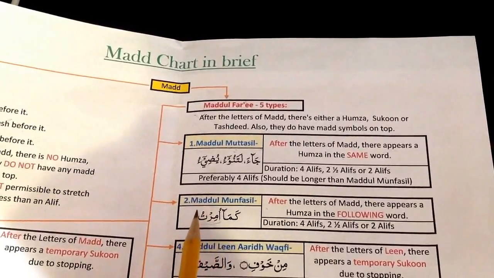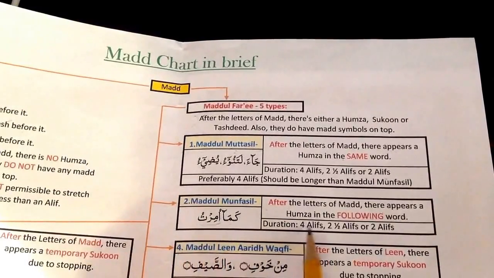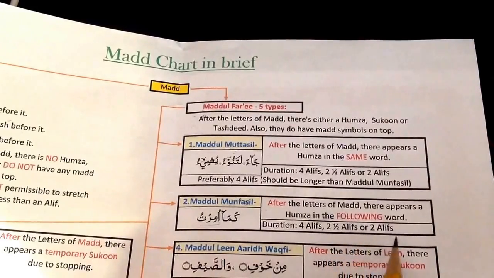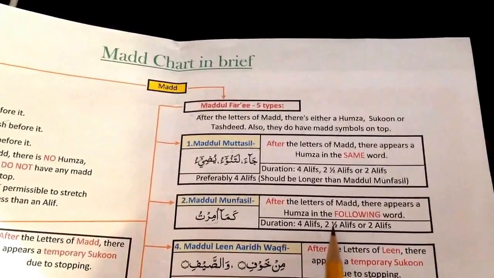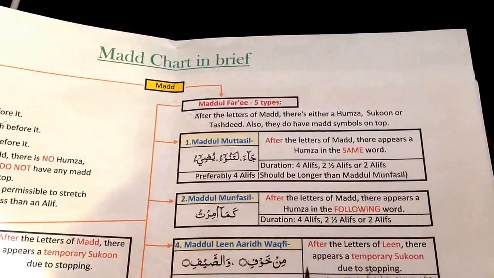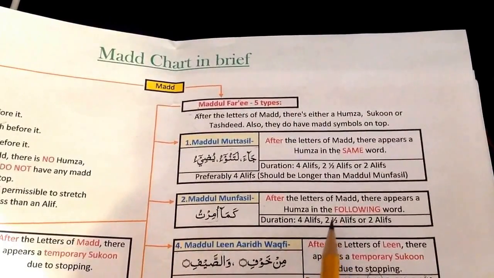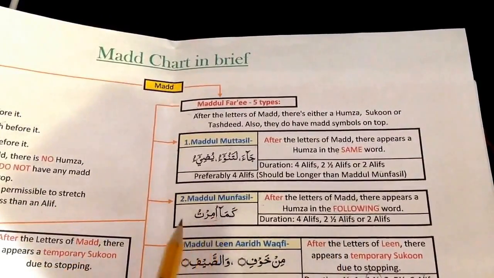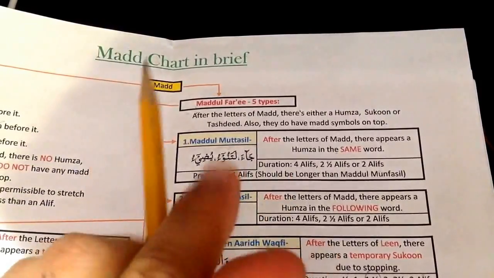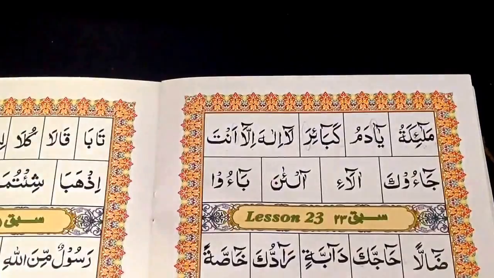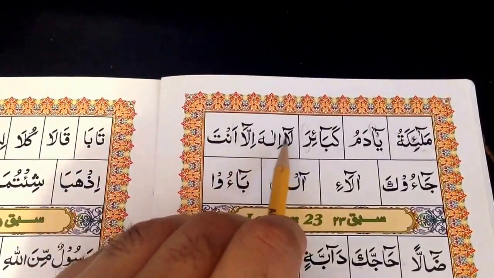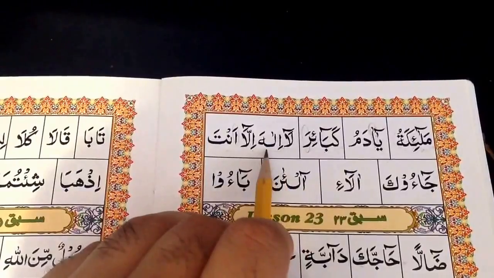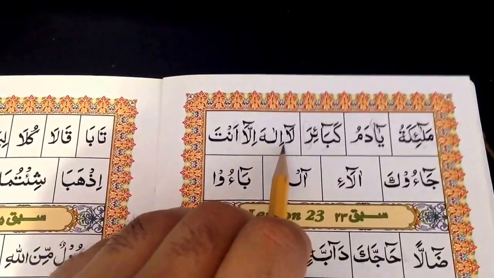So how long do you stretch it for? Here it says 4 alifs, 2.5 alifs, or 2 alifs. But most of the ulama ikram, they say that you should stretch it for 2.5 alifs. So Kama Umirtu. Okay, let's go over Asabak. If you look over here, after the letters of Mad, there's a Hamza in the next word. So you'll stretch this 2.5 alifs.